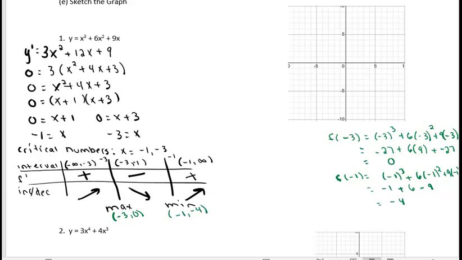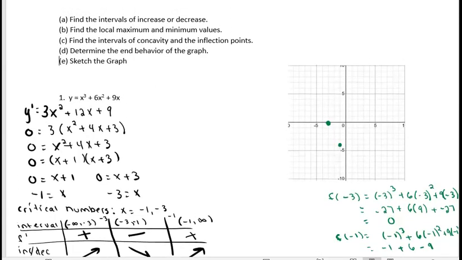So now we have some points that we can add to our graph. When x is negative 3, y is 0, so that is right here. When x is negative 1, y is negative 4. So that is right here. Okay, so now let's go back to our list. What did we need to figure out? Find the intervals of increase or decrease. We did that right here in our first derivative test. Find the local max and local min. We did that in green, so we got that part. Find the interval of concavity and the inflection points. Okay, we didn't do that part yet.